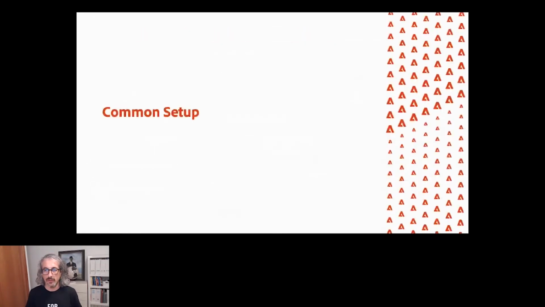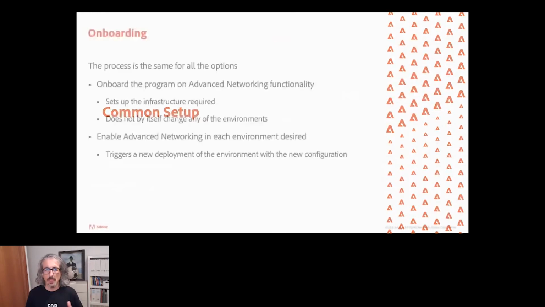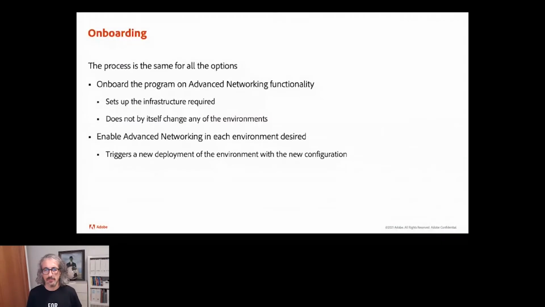How do we configure all this? The three options have a common setup, which is the onboarding process. You onboard the program on the advanced networking functionality. This will set up the infrastructure that is required, and by itself doesn't change any of the environments.